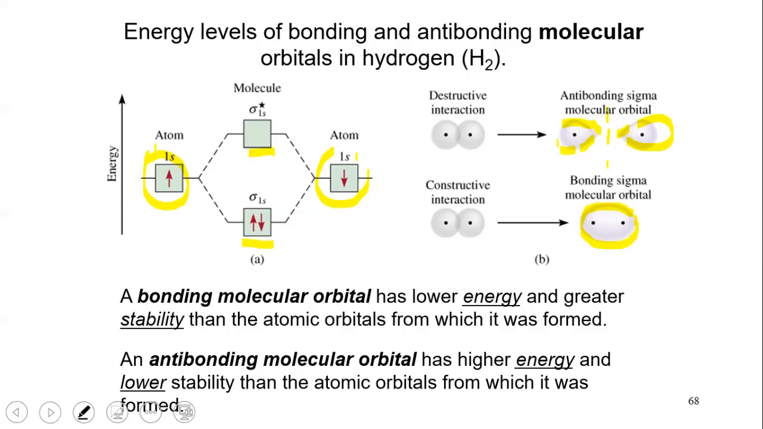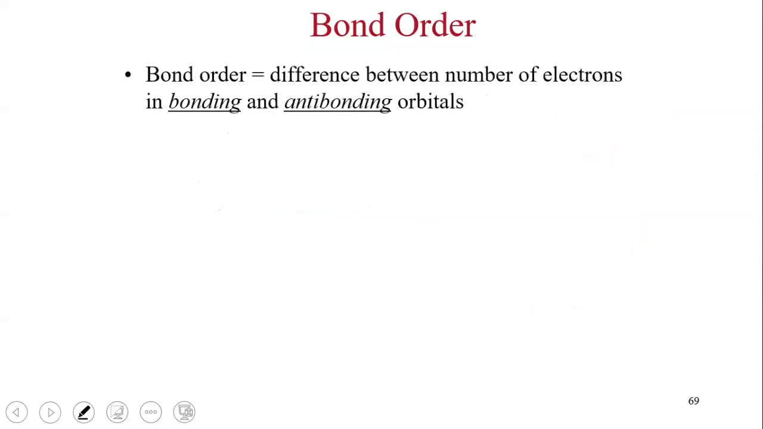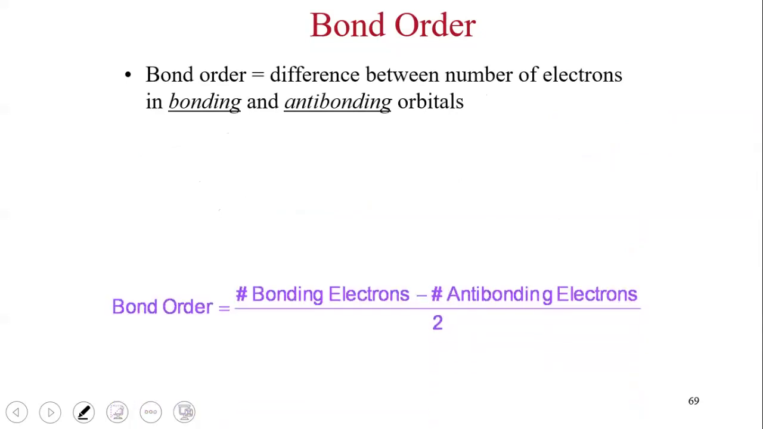Now, let's see how we can use this theory, particularly for molecules that valence bond theory and Lewis theory would have a hard time explaining how they exist. So the criterion that we're going to apply is called the bond order. It's the difference between the number of electrons in bonding and anti-bonding orbitals. Now, the calculation goes like this. You add up the bonding electrons, in other words, electrons in bonding orbitals.